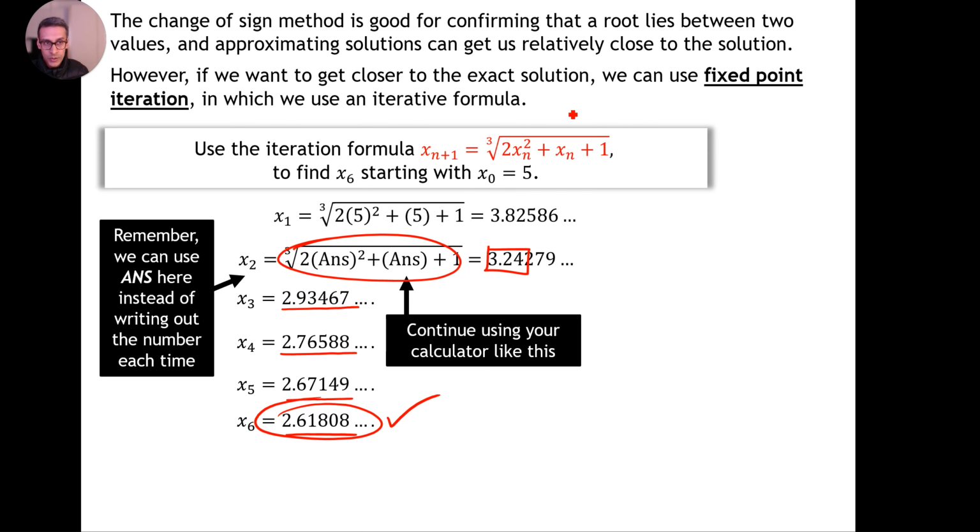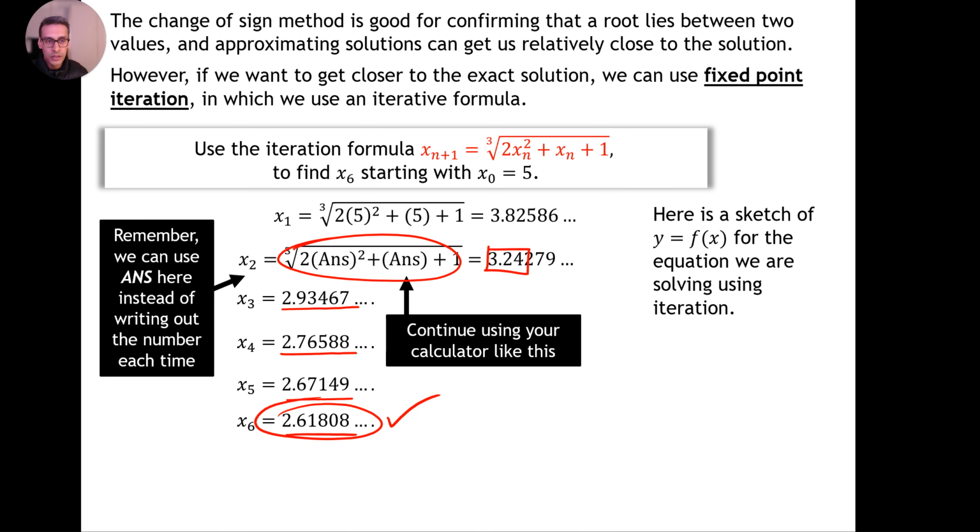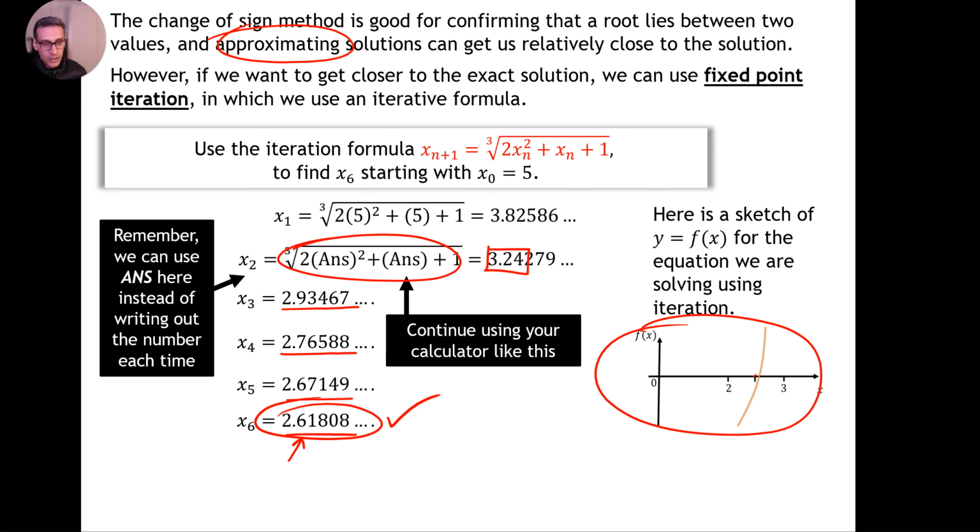Remember, this is still ultimately an estimate for the solution. It's an approximation, that's why we say approximating solutions. So this is what the graph looks like, and we can see on this graph it is slightly more than 2.5, which is what we were expecting, about 2.61. Now obviously you wouldn't have time to plot the graph in real life, and this is the whole point of iteration, is it allows you to solve an equation using this method.